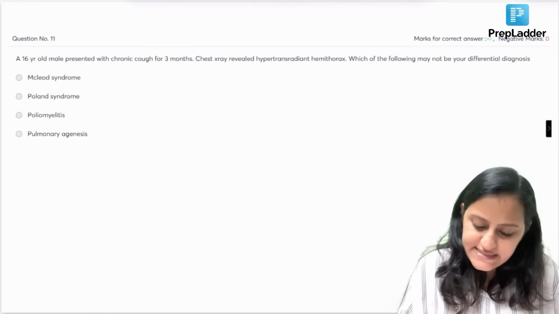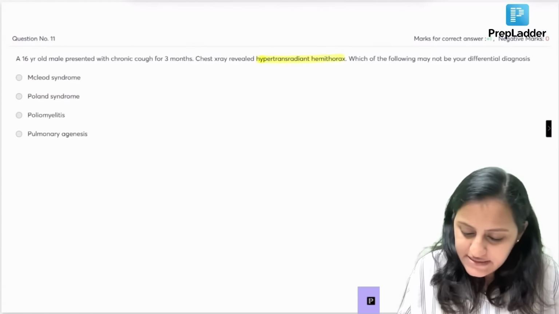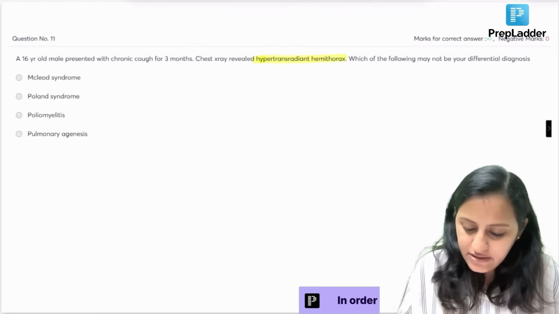16-year-old male, chest x-ray में there is hyperlucent hemithorax. So which one will not be your differential diagnosis? What do you think will be the answer to this one? Okay, first of all, tell me, what do you mean by hyperlucent?